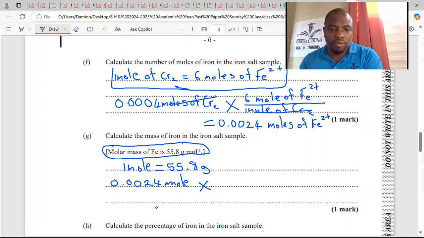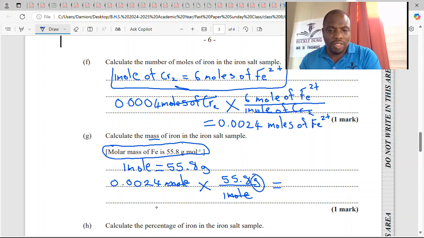So who goes to the bottom, who goes to the top? Moles. 1 mole goes below, and 55.8 at the top. And so moles cancel mole. We were asked to calculate the mass. And this is why I like to do it like this, because whatever our answer is going to be in is in grams. And they did ask us for mass. So what is this?